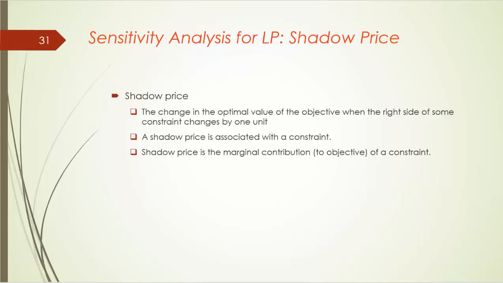Now let's talk about shadow price. Shadow price is the change in the optimal value of the objective when the right side of some constraint changes by 1 unit. In other words, shadow price is the marginal contribution of a constraint to the objective. This implies that a shadow price is always associated with a constraint. In our Blue Ridge example, there are 3 shadow prices, each associated with 1 constraint.